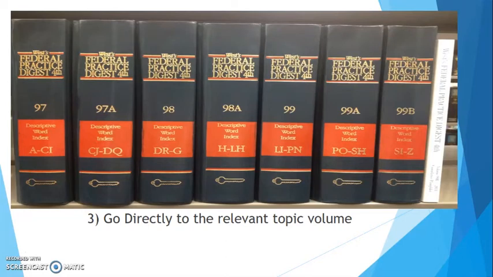A third option is to go directly to topics relevant to your research, actually go directly to the volumes itself, thereby bypassing the descriptive word index. You can do this because digest topics are arranged alphabetically. At the beginning of each topic, West provides an overview section that lists the subjects included in that topic and will give you the key numbers. So think of this as the table of contents for any particular topic.